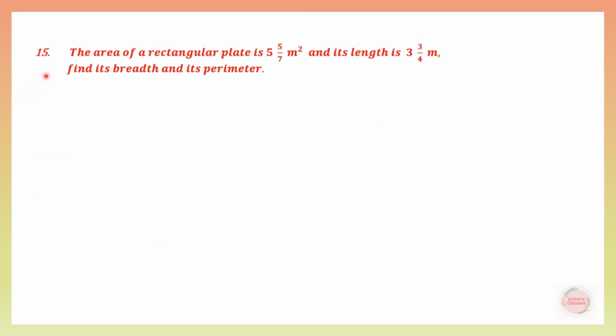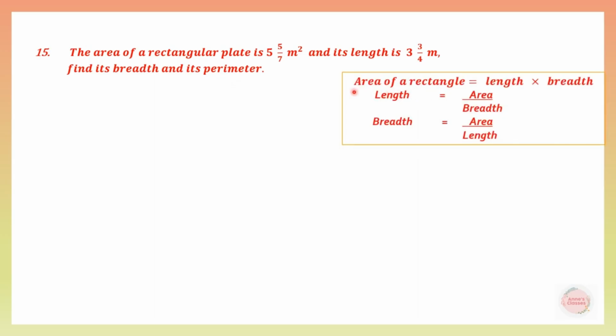Now we're going to do questions 15 and 16. These are the new questions that have been added in the new book. Question 15. The area of a rectangular plate is given to us. The length is also given to us. We have to find the breadth and the perimeter. Now, this is something we have already learned. Area of a rectangle, the formula is length into breadth. And if you have to find the length, area by breadth. If you have to find the breadth, area by length.